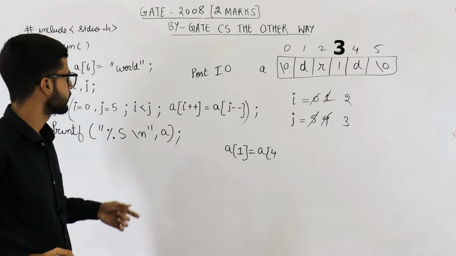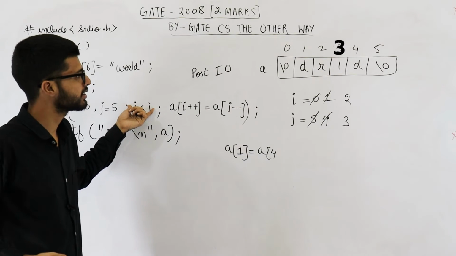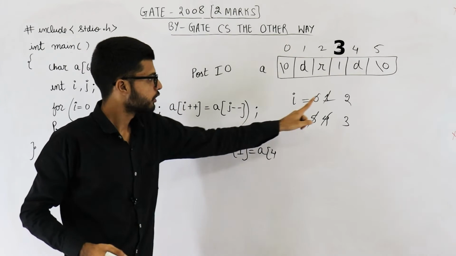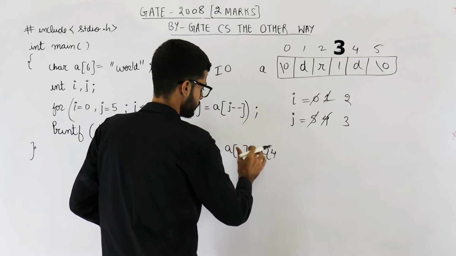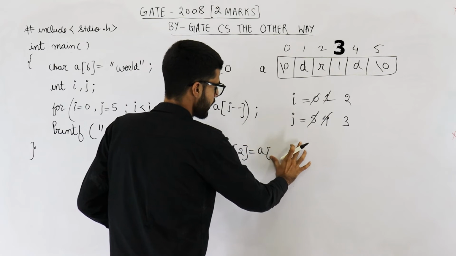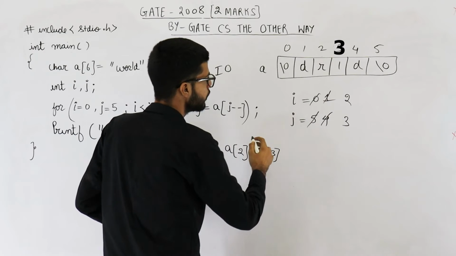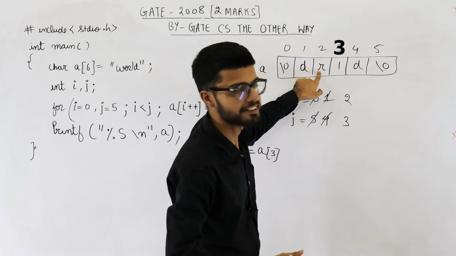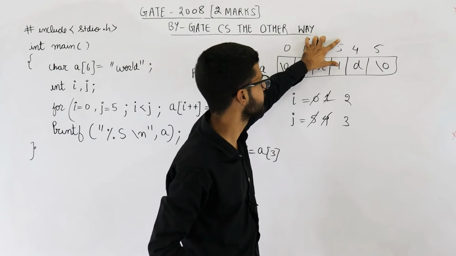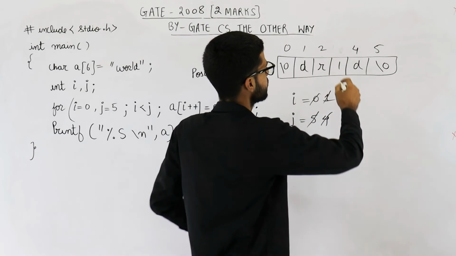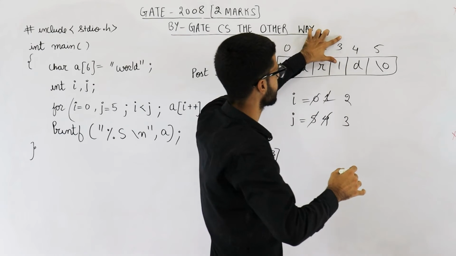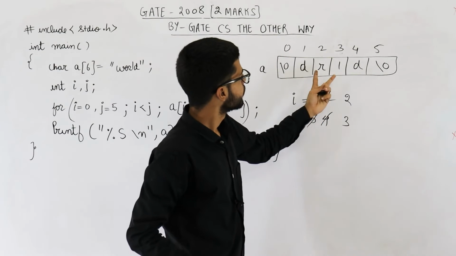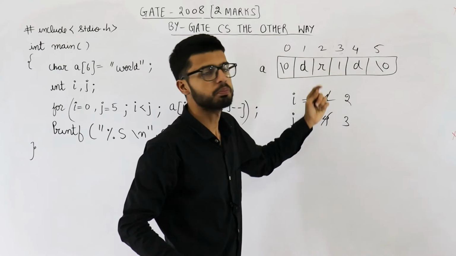Now see what will happen. Is this true? Yeah, condition is still true. That means a[2] is updated with value a[3]. So where is a[2]? This one. Where is a[3]? So by mistake I've written 5 here. This index is index number 3. Okay. So L will be copied on place of R.